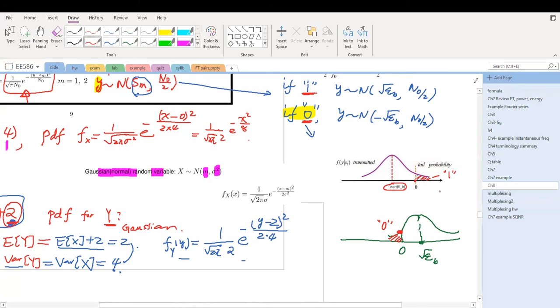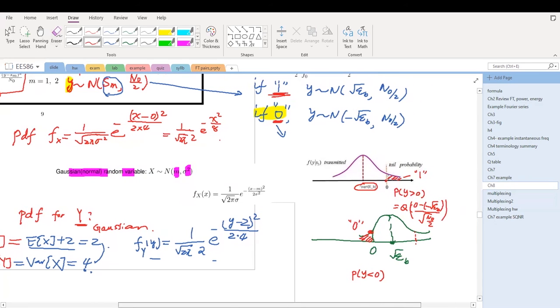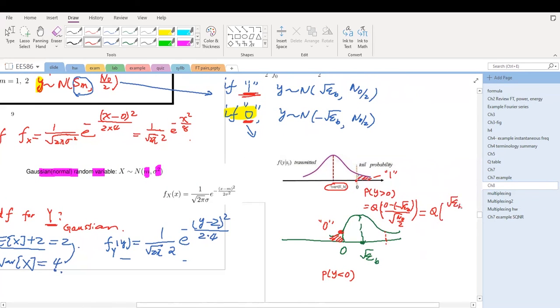If digital 0 is transmitted, the probability of error is probability of y greater than 0. If digital 1 is transmitted, the error probability is probability of y less than 0. And this is the tail probability. What is this probability? It is Q of 0 minus the mean, which is minus square root EB. And what's the sigma? Sigma is square root N naught divided by 2. And this is Q of square root EB over square root N naught divided by 2.